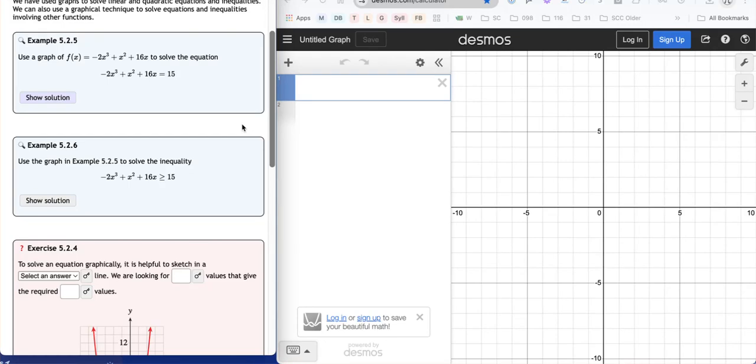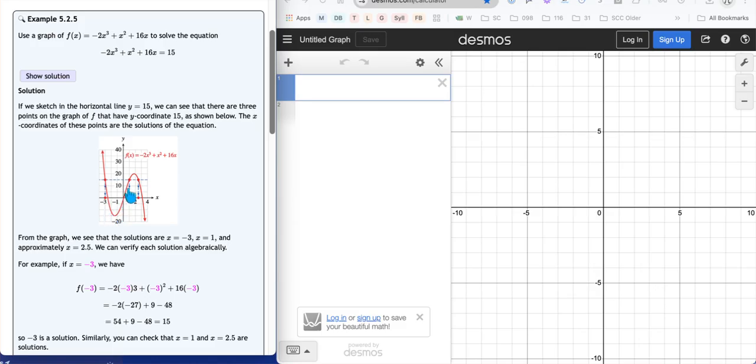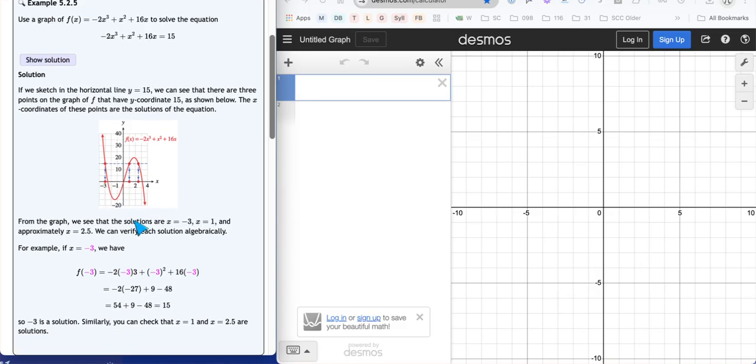In examples 5.2.5 and 5.2.6, we take a function that has a power of 3 for x, and we graph it and find the solution for when it's equal to 15. We also have an inequality to solve. So let's use Desmos to check our work. In the reading, you can see they use a graph to take a look at what the function looks like. And then from the graph, they take the solutions from that.